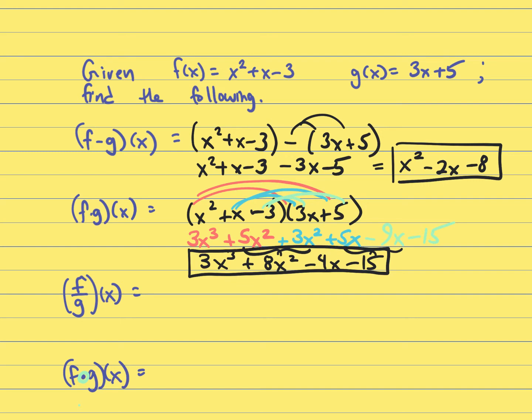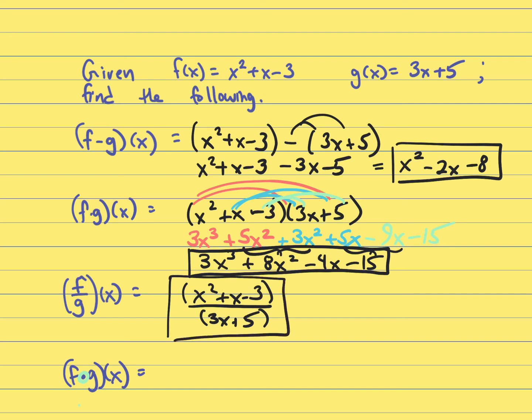Now the division, there's really nothing to do in most of the cases. We're just going to put f over g, so it's just x squared plus x minus 3 divided by 3x plus 5. Now there's not really anything to do here because to cancel things out I'd have to factor, and that top one does not factor. So really this is just it. You just put them over here.